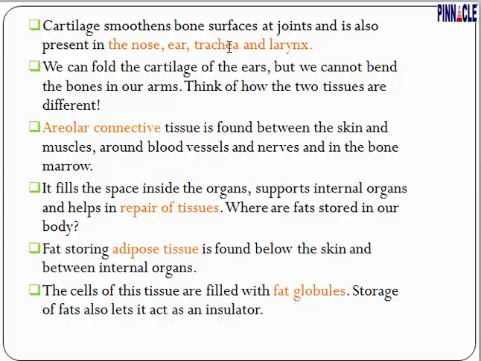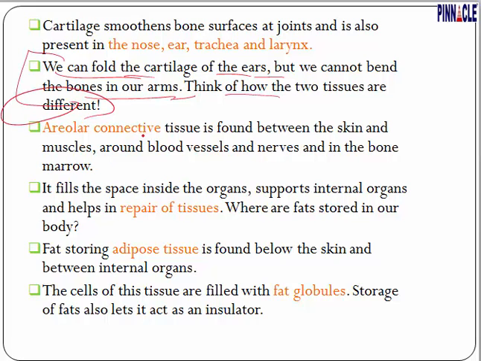Then cartilage, you must have seen in the ear, nose, trachea, larynx. It smooths bone surfaces at joints and is also present in the nose, ear, trachea and larynx. Everywhere you can see, in many places cartilage's role is important. We can fold the cartilage of the ear, but we cannot bend the bones of our arm. Think of how the two tissues are different.